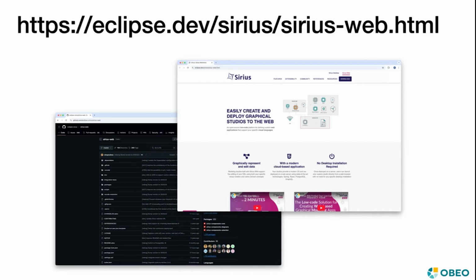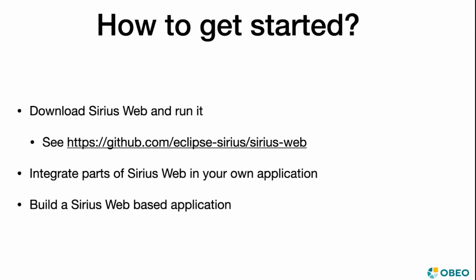If you want to know more about Sirius Web and follow the details of the project, you can have a look at our official website or our GitHub repository. We are performing a major release every 2 months. If you want to get started, you can go on GitHub, download Sirius Web, and just run it.